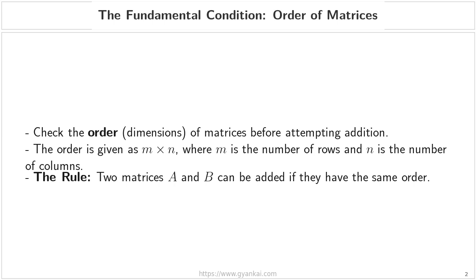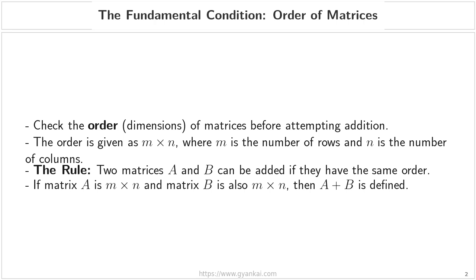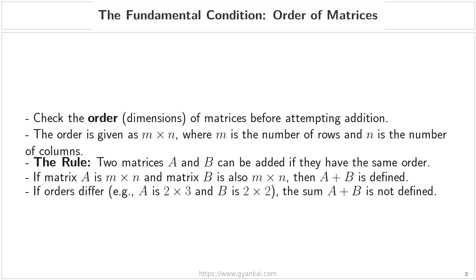This brings us to the fundamental rule. Two matrices, which we can call matrix A and matrix B, can be added if and only if they have the same order. To clarify, if matrix A is an m by n matrix, and matrix B is also an m by n matrix, then the operation A plus B is defined, meaning it is mathematically permissible to add them. On the other hand, if the orders differ, for instance, if matrix A is a 2 by 3 matrix and matrix B is a 2 by 2 matrix, the sum of A plus B is not defined. In such a case, the addition is impossible to perform.